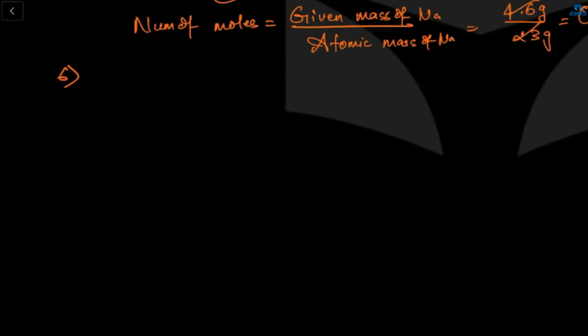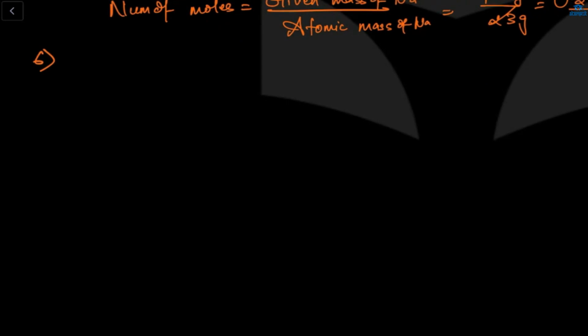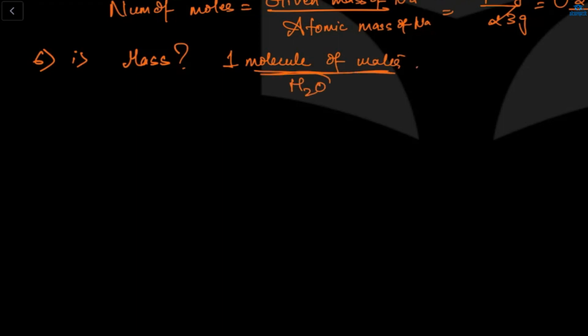So, till question 5, everybody did, now? Yes, ma'am. Okay. Next. Three subpart of this question. Sorry, two subpart. Find the mass of one molecule of water. You have to find mass of what? Of one molecule of water. So it will be how much? One molecule of water. And atomic mass you have to find.